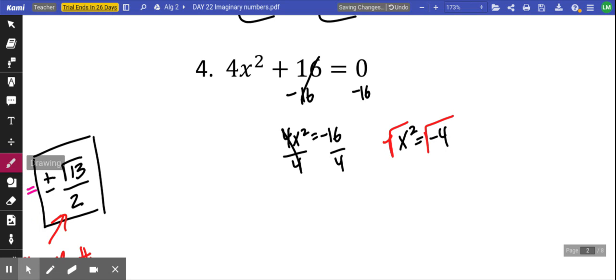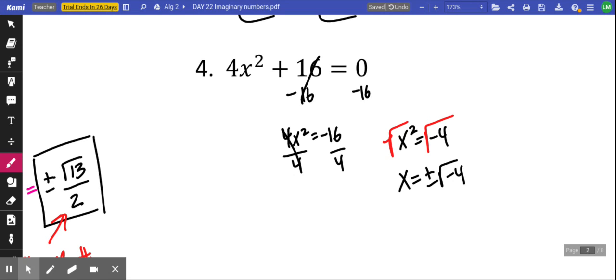We get x equals plus or minus the square root of negative 4. Square root of negative 4. Uh-oh. Can we take a square root of a negative? I'm going to ask my calculator here. Square root negative 4. Error, non-real answer.